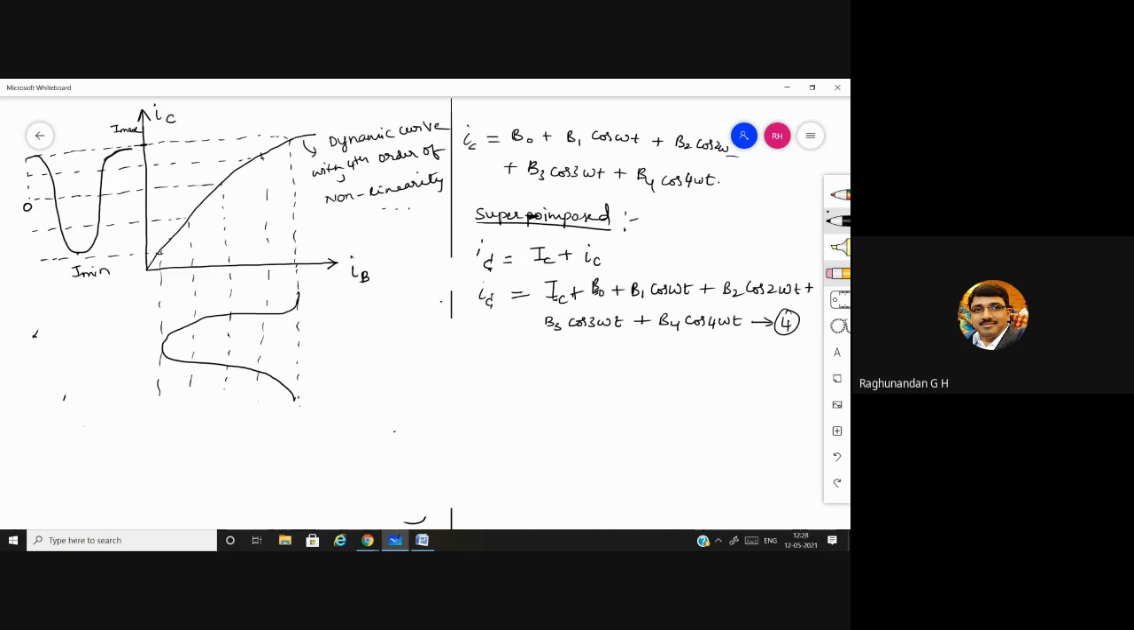So this is 0. This is pi by 2. Let us take this as pi by 3. This as, obviously this is pi. This will be 2 pi by 3. This one 3 pi by 2. And here we'll consider this as our DC quiescent current, which comes here, and usually it will be half of the maximum value in general.